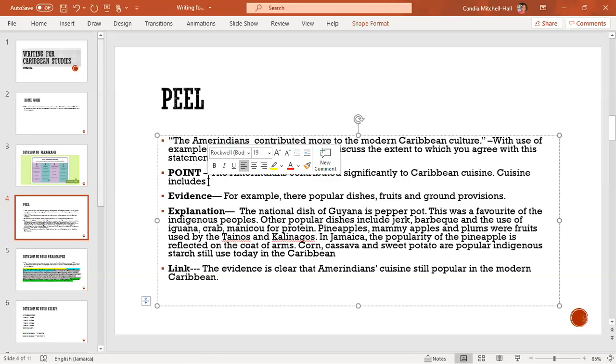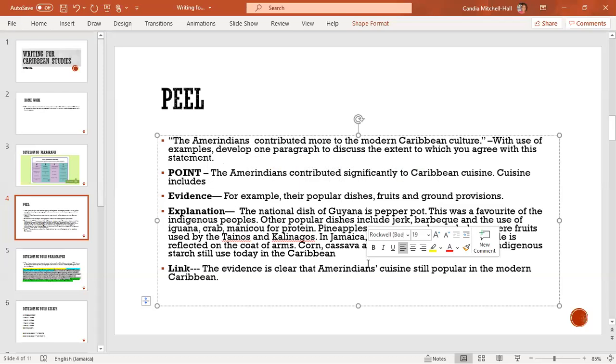For example, the popular dishes, fruits, and ground provisions. So these are examples. The next one is the explanation. Their popular dishes, fruits, and ground provisions. Explanation. So you're explaining now. The national dish of Jamaica is pepper pot. This was a favorite of the indigenous people. So you're giving examples of popular dishes.